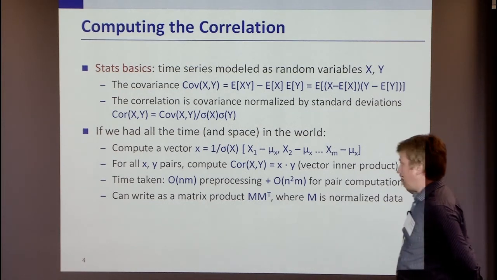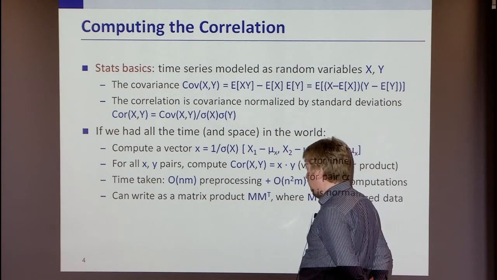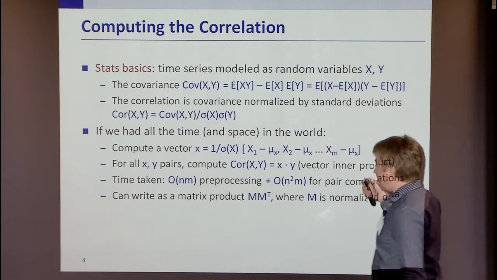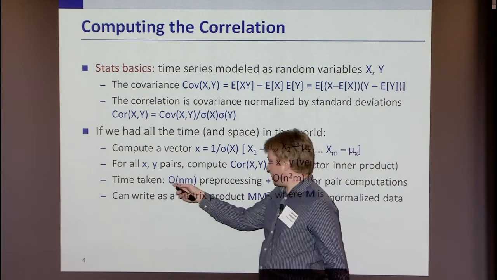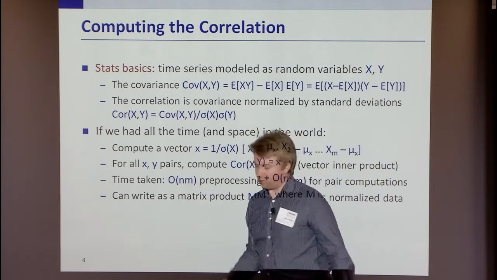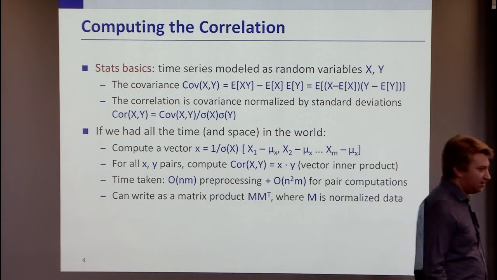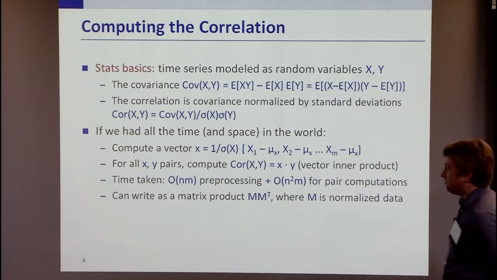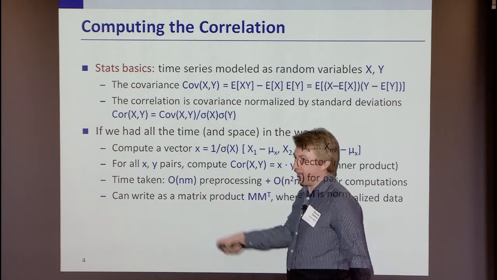So what's wrong with doing the exact thing? This pre-processing, this normalization, takes time proportional to the number of series times the number of observations. Well, nothing wrong with that. That is the size of the input. So if I'm prepared to look at all the input, then I'm going to incur that kind of cost.